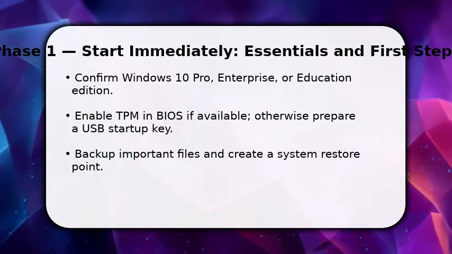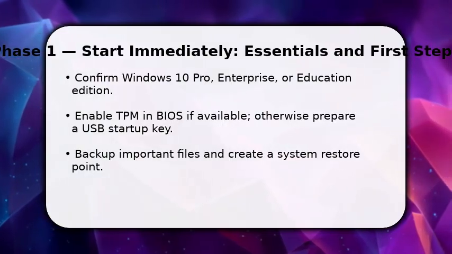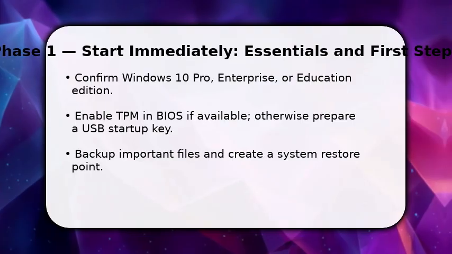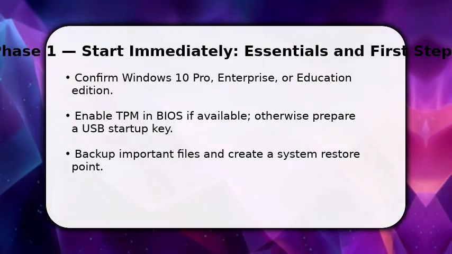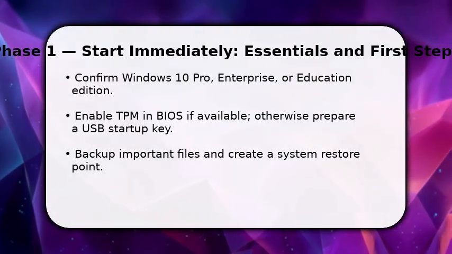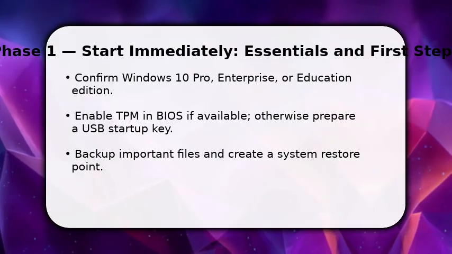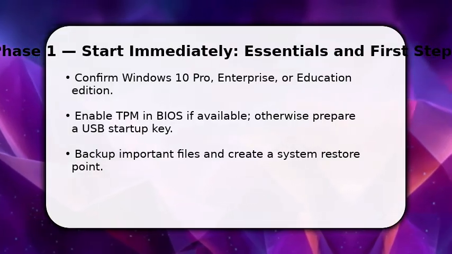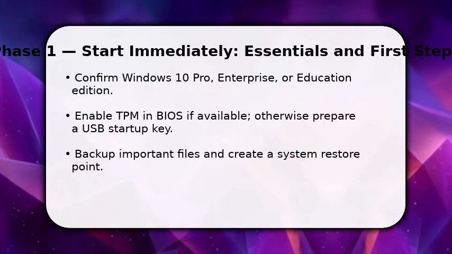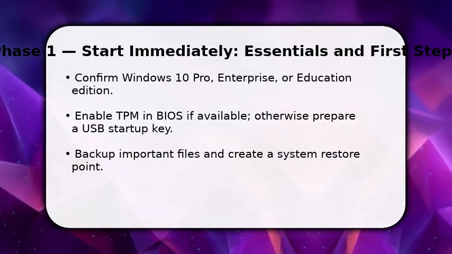Check that you run Windows 10 Pro, Enterprise, or Education because Home lacks BitLocker. Once confirmed, enable TPM in your PC's BIOS. This secures the encryption keys. If TPM isn't present, prepare a USB startup key so Windows can boot. Make sure to back up critical files and create a restore point to avoid data loss.